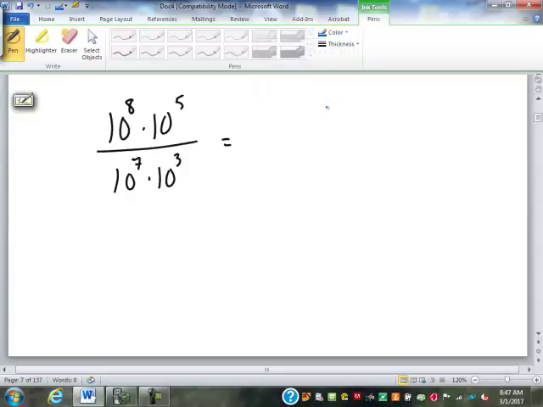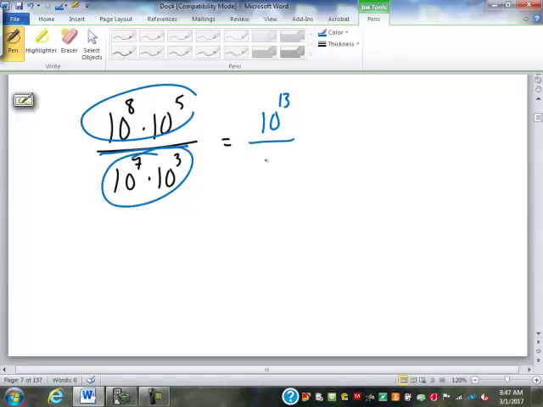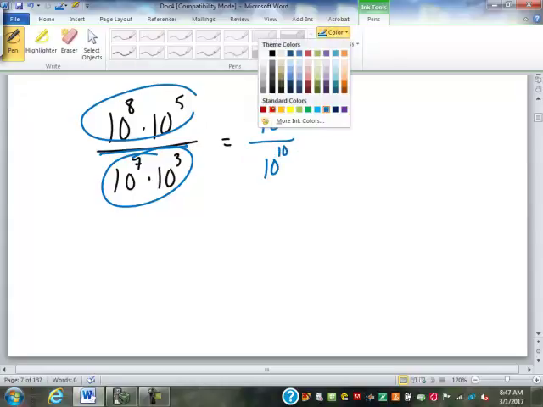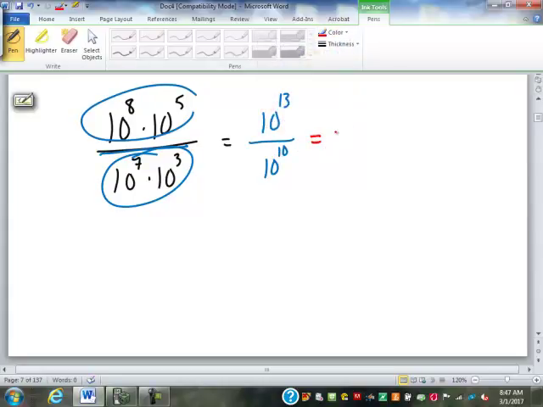So what would we do with something like this? I do the top first, right? The fraction bar means I have to do everything on top first. 10 to the 8th times 10 to the 5th is 10 to the 13th. I do everything on bottom. 10 to the 7th times 10 to the 3rd is 10 to the 10th. Then I do the division. 10 to the 13th divided by 10 to the 10th is 10 to the 3rd. Good.